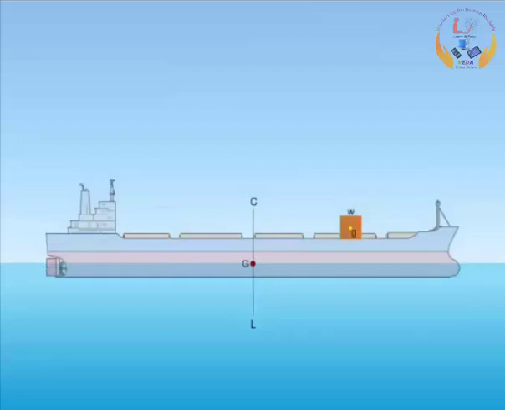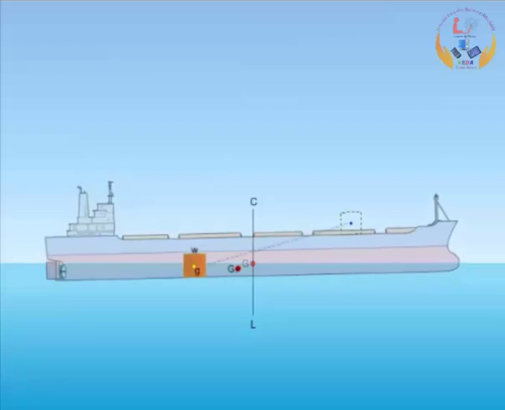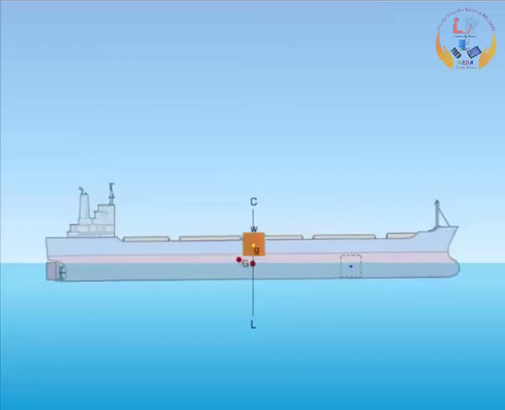Observe the shift of center of gravity, G, when you shift a weight from the forward deck of the ship to the aft bottom. Similarly, observe the change in position of G when you shift a weight from the forward bottom of the ship to the aft deck.